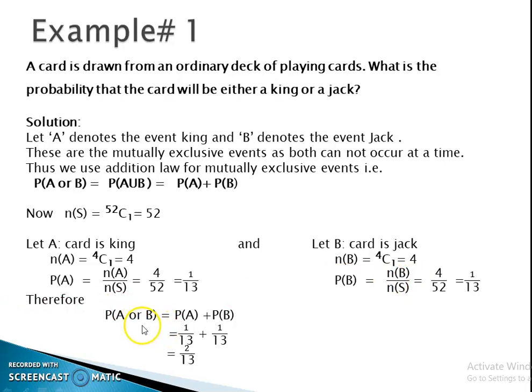Therefore, probability of A or B is equal to probability of A plus probability of B, because these two, A and B, are mutually exclusive events which cannot occur together. So probability of A is 1 by 13, and we found probability of B is 1 by 13. Adding these two probabilities, we get 2 by 13, which is the probability that a card will be either a king or a jack.